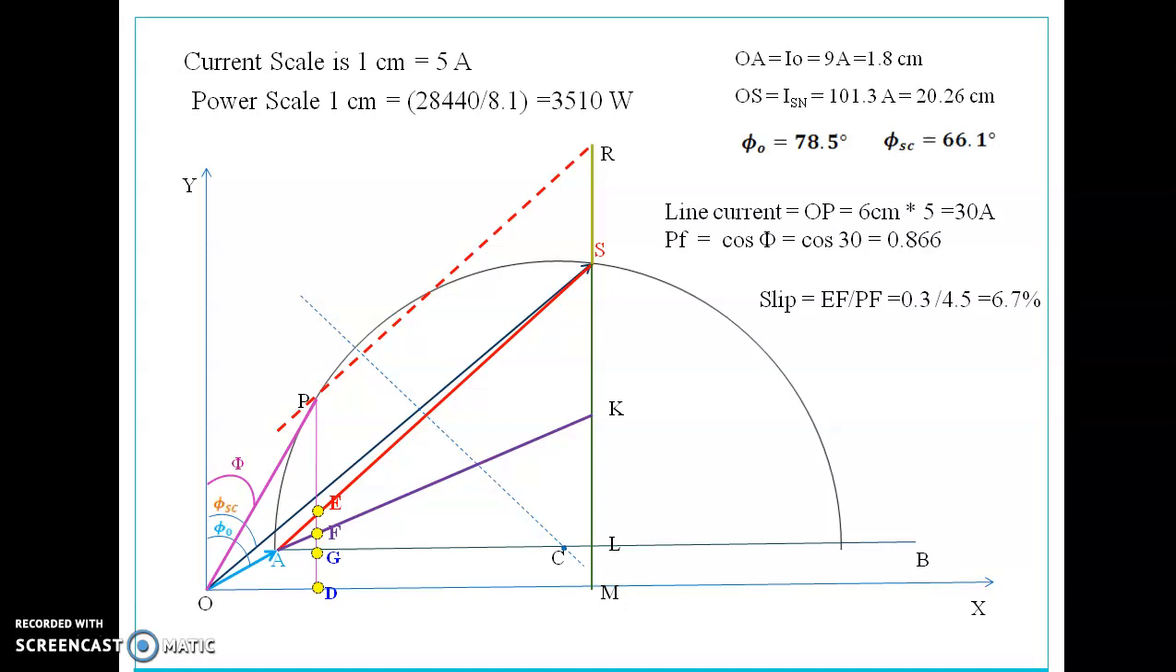So this is how we construct a circle diagram and obtain the current, power factor and the corresponding slip for a power output of 14.9 kilowatt. Instead of the full load power, if another power is given and we are asked to find the current, slip and so on, we need to find the corresponding length, and with that we have to draw all these diagrams.